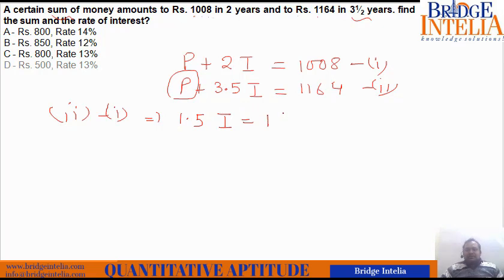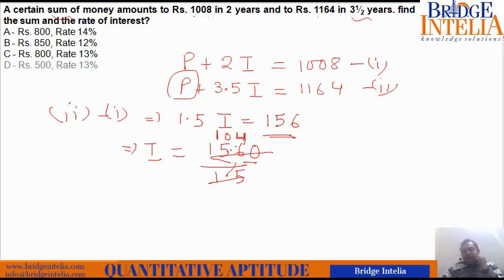156. If you subtract 1008 from 1164, it comes out to be this much. So 1.5 years of interest is equal to this much. So I, or interest earned per year, will be equal to what? 156 divided by 1.5. So if you remove this, both are multiples of 15 and 60. So this is 104. So interest earned per year is 104.